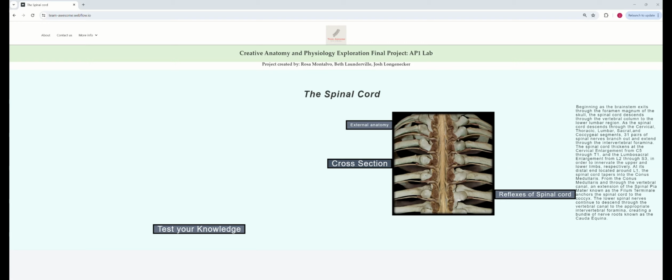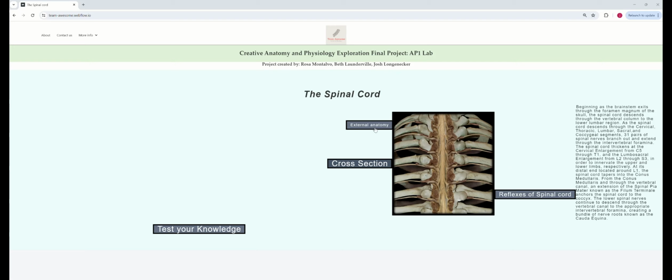From the conus medullaris and through the vertebral canal, an extension of the spinal pia mater known as the filum terminale anchors the spinal cord to the coccyx. The lower spinal nerves continue to descend through the vertebral canal to the appropriate intervertebral foramina, creating a bundle of nerve roots known as the cauda equina.